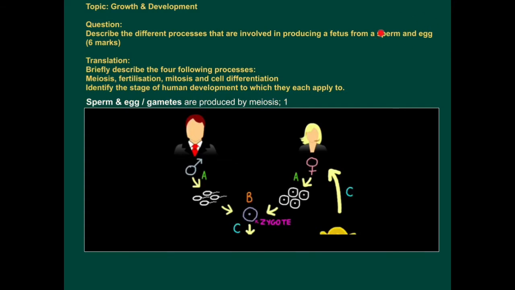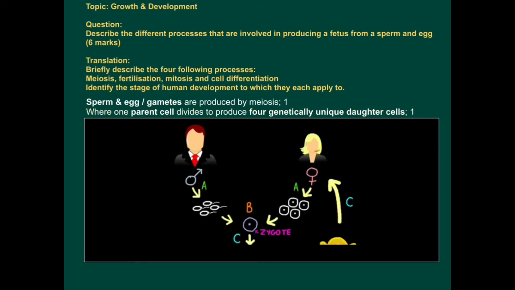So as we're starting off with a sperm and egg, it's important to quickly introduce the idea of meiosis, which produces sperms and eggs, or gametes. So sperm and egg, or gametes, which are sex cells, are produced by meiosis for 1 mark. Now I'm giving a 1-sentence description of what meiosis is, because you have to describe the processes, not just say what they are. So when one parent cell divides to produce 4 genetically unique daughter cells. So you can see that meiosis will produce 4 sperm, which will be genetically different, and 4 eggs in females, which will be genetically different.